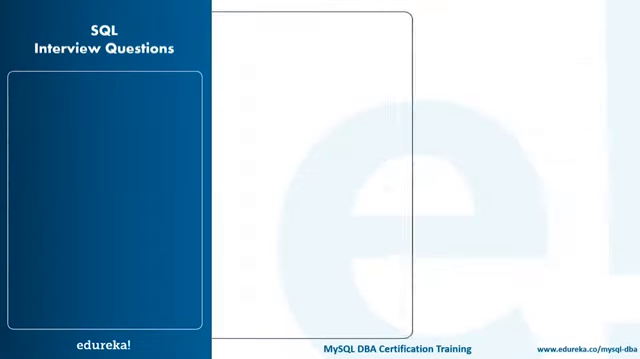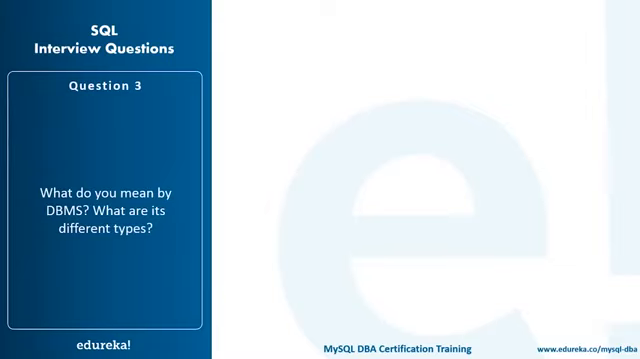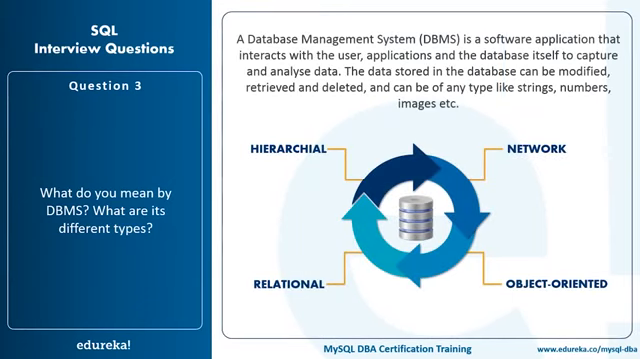Now moving on to our next question, that is, what do you mean by database management systems and what are the different types of it? So if I have to define the database management system for you, then a database management system is a software application that interacts with the user's applications and the database itself to capture and analyze the data. So the data stored in a database can be modified, retrieved, and deleted and can be of any type like strings, numbers, images, etc. So you can basically store any kind of data.